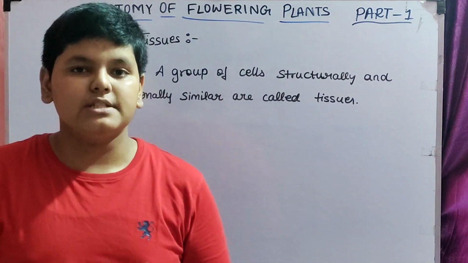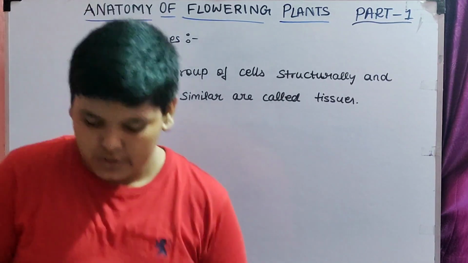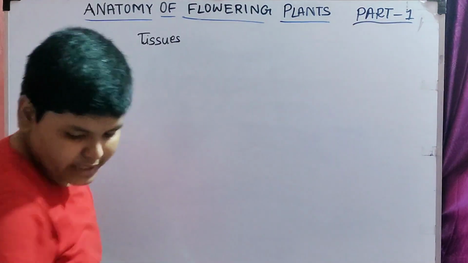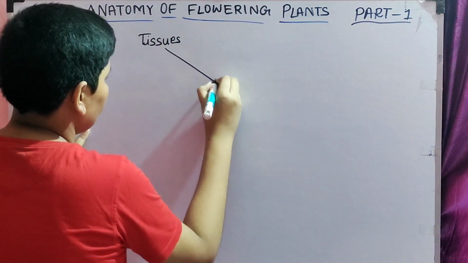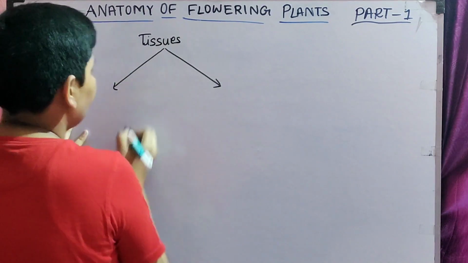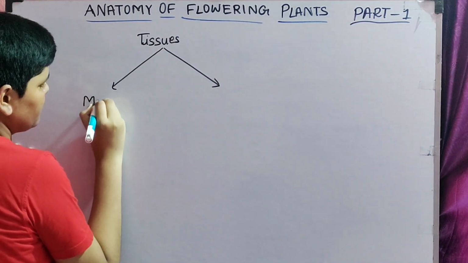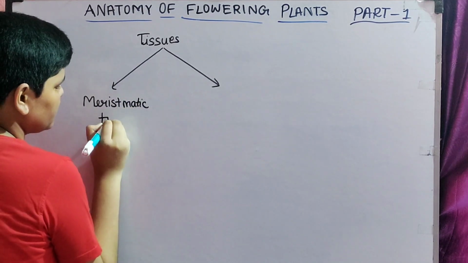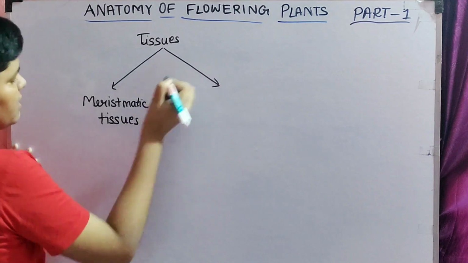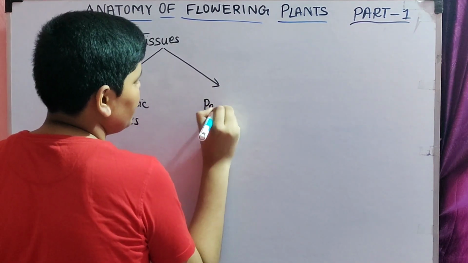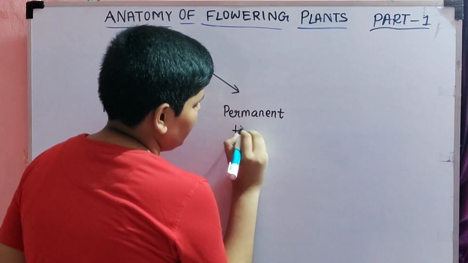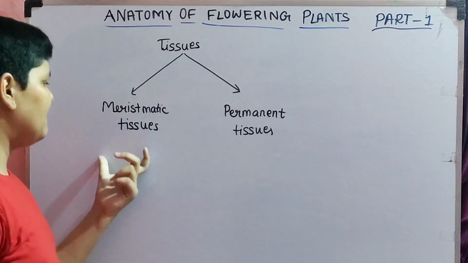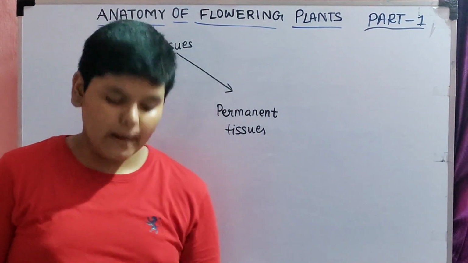Now in flowering plants we have two main types of tissues. So let us see what the two main types of tissues are. Tissues are of two types in flowering plants. The first type is called meristematic tissues. The second type is called permanent tissues. So, one type is called meristematic tissues and the other type is called permanent tissues.